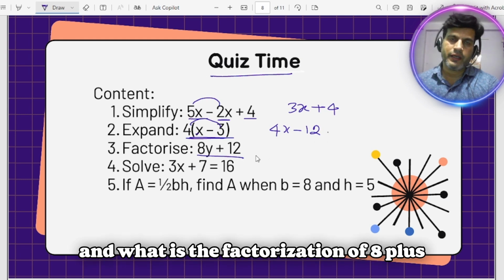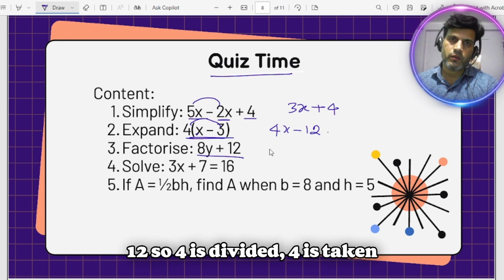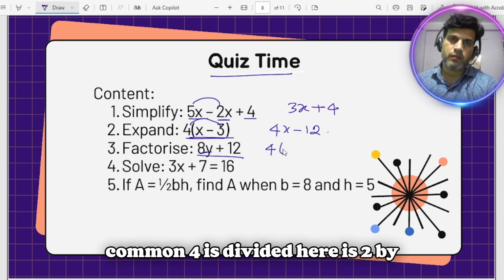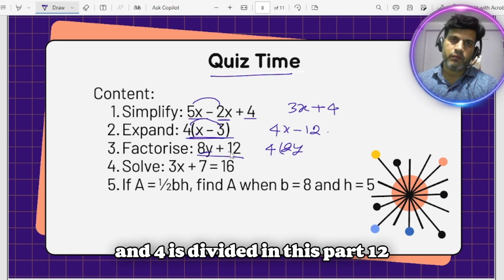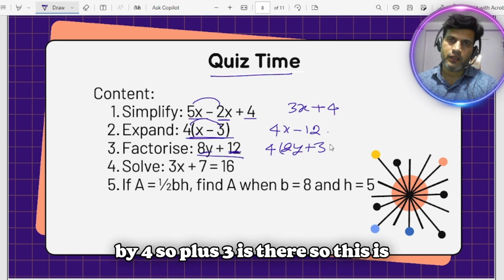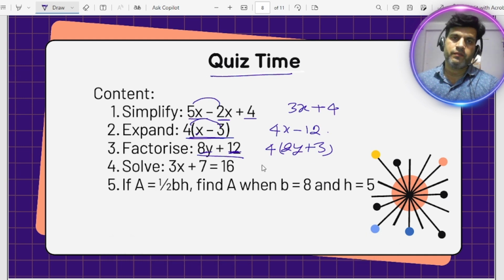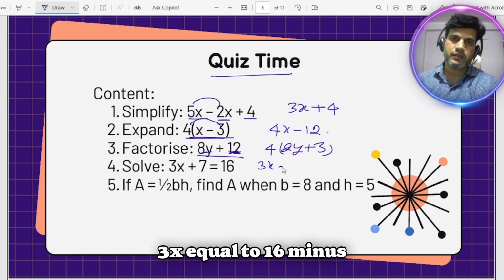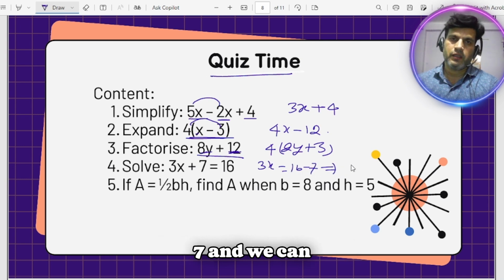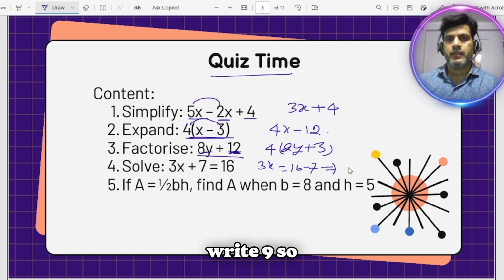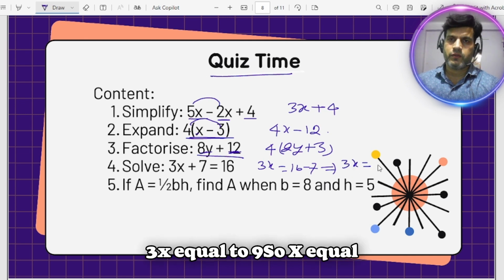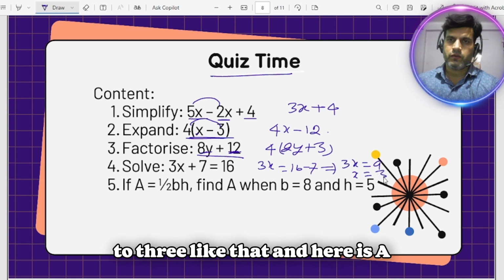And what is the factorization of 8 plus 12? So 4 is taken common. 4 is divided here of 2y, and 4 is divided in this part, 12 by 4, so plus 3. So this is LCM. And here equal to, 3x equals 16 minus 7. And we can write 9. So 3x equals 9. So x equals 3.